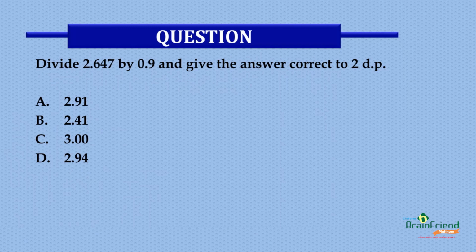Question 2 says, divide 2.647 by 0.9 and give the answer correct to 2 decimal places. A, 2.91. B, 2.41. C, 3.00. Or D, 2.94. The correct answer is option D, 2.94.